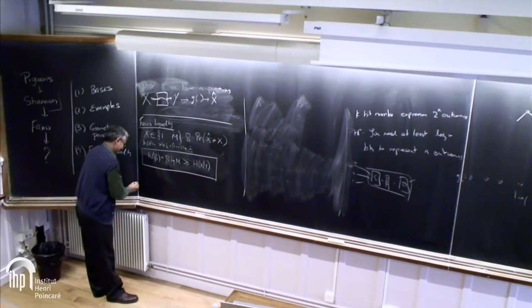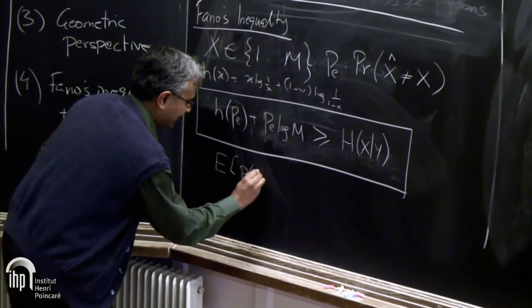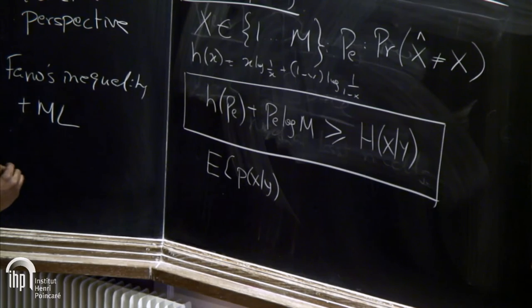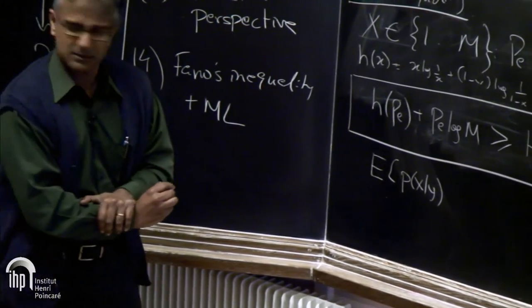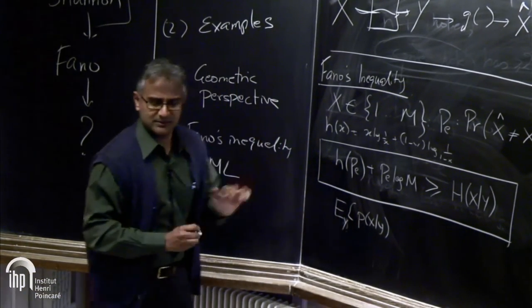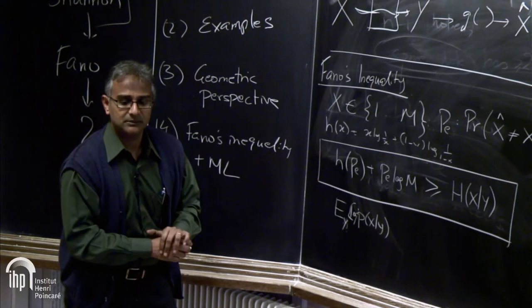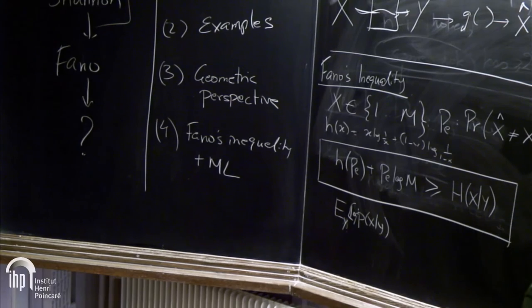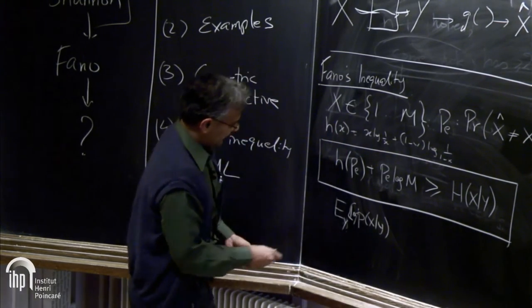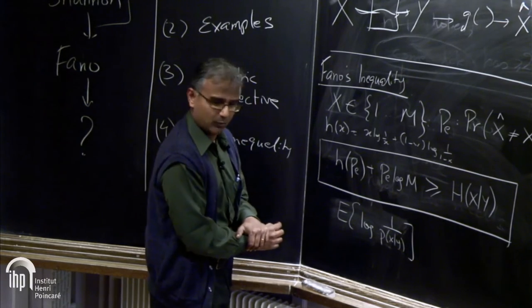So let's see, the conditional entropy of X given Y, you can think of this as the expected value of the conditional probability of X given Y, with the expectation taken over X, I think? Over Y? Yeah, it should be over Y. Oh, sorry, no, expected value of log of P. Yeah, so it's probably cleaner to take the expectation of log of 1 over p. So let me just rewrite this. So it's the expectation of log 1 over p of x given y, with the expectation taken over both x and y. Yeah, thank you, sorry.